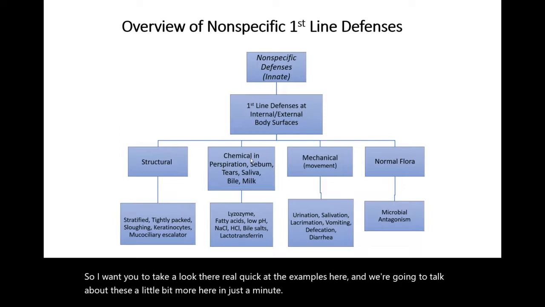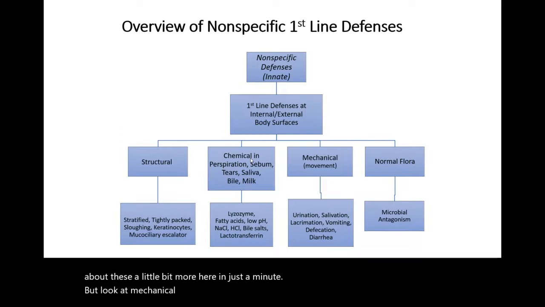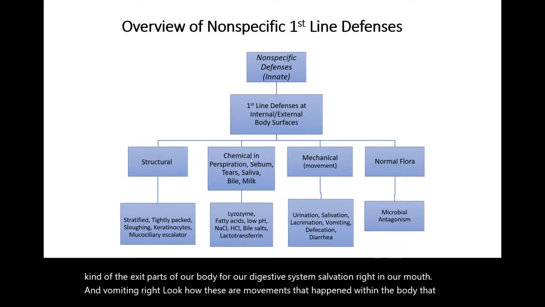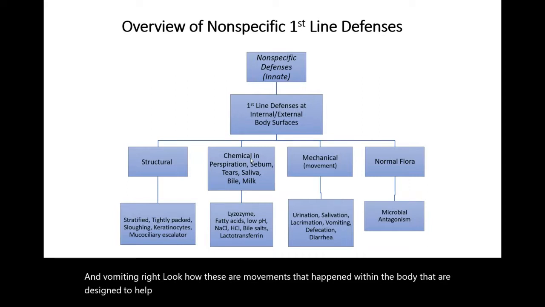But look at mechanical, okay? So urination and defecation are going to be flushing out the exit parts of our digestive system. Salivation in our mouth, and vomiting. These are movements that happen within the body that are designed to help keep organisms from colonizing. Blinking could be another one. I'm just trying to point out that this list isn't exactly exhaustive.